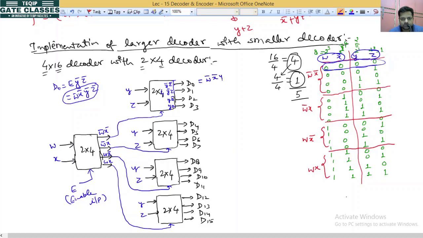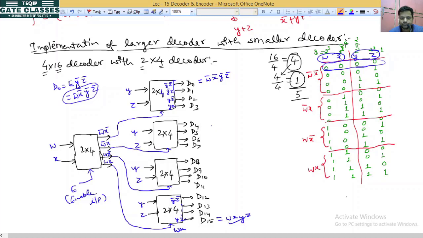W bar x bar, y bar z bar. Similarly for D5 we get wx yz, because this one is wx and this one is y bar z bar, and the last one is yz, so it will be wx yz. In this way you can find all the combinations of min terms with four variables. So this is the implementation of 4x16 decoder with the help of 2x4.